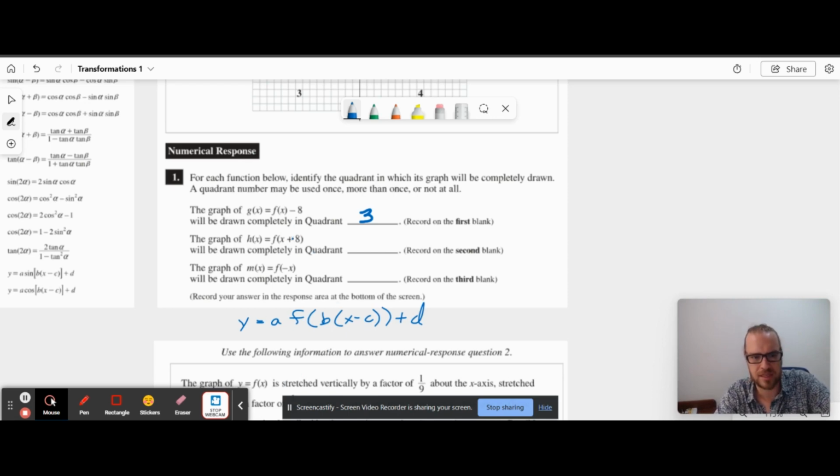So here we can see this is most definitely a c, and while it does look like it's 8, it's not moving it to the right. Okay, it's actually moving it off to the left, right? Because it's written in the form x minus c. So to get that positive, we have to put in a minus 8.